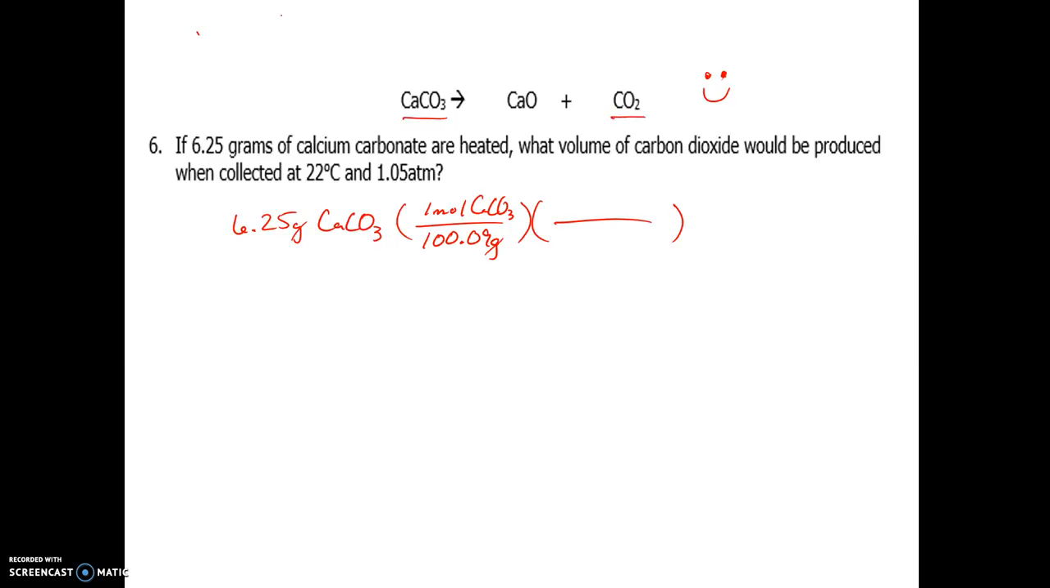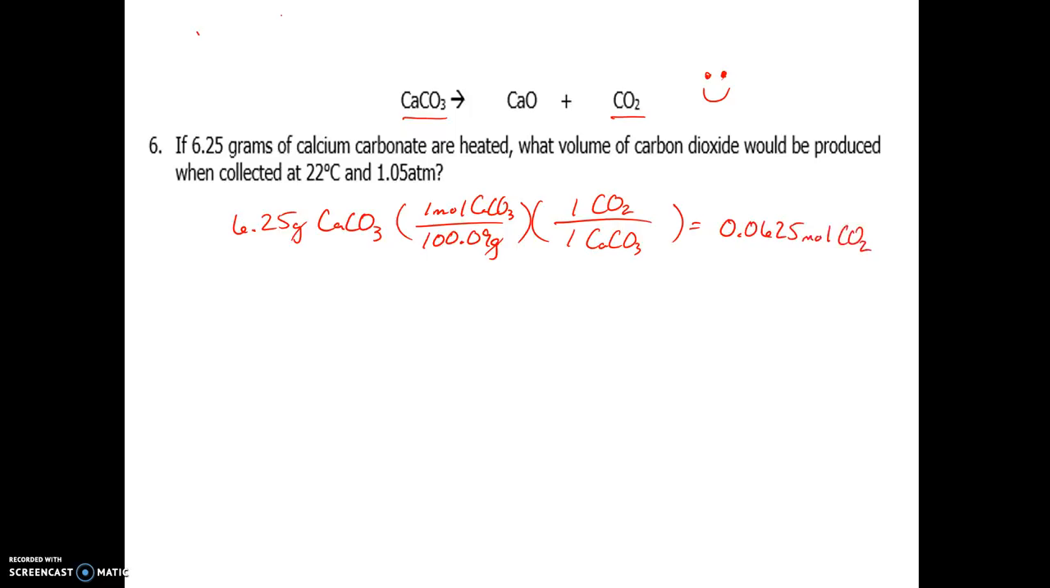Now, when we look at our balanced reaction, we should see that there's 1 carbon dioxide for every 1 calcium carbonate, which means that our 6.25 grams of calcium carbonate would produce 0.0625 moles of carbon dioxide.